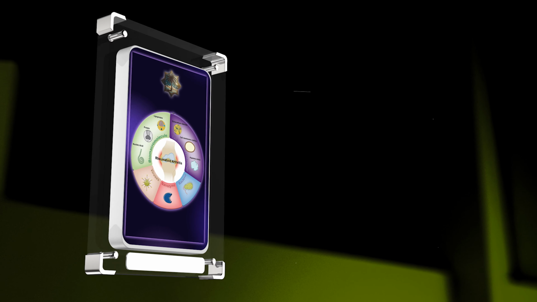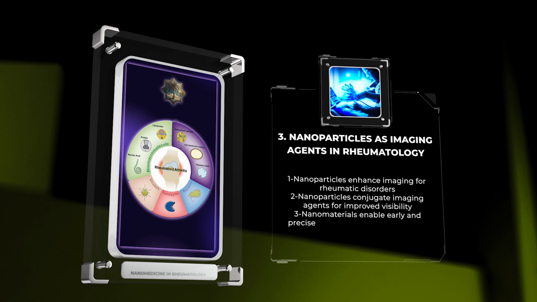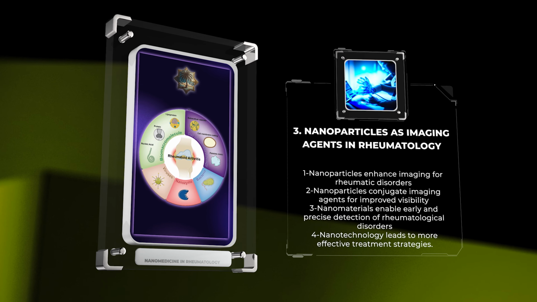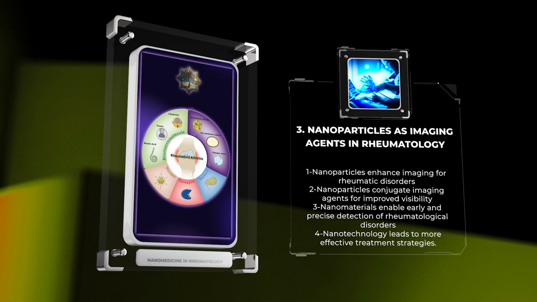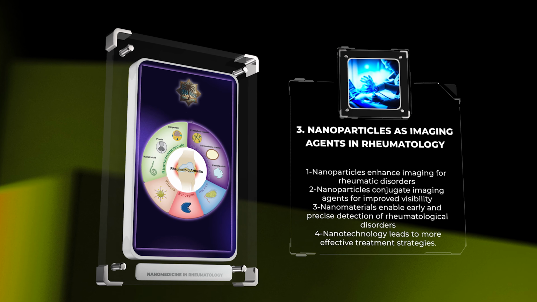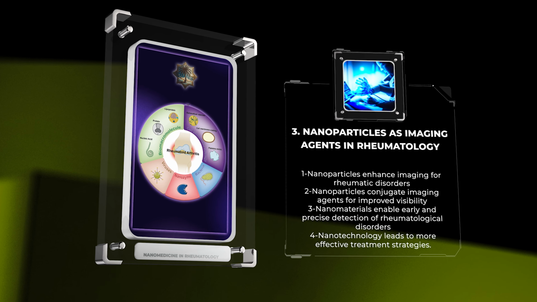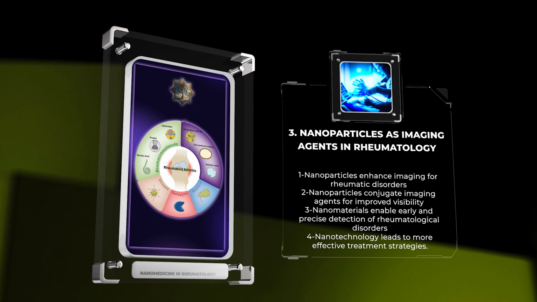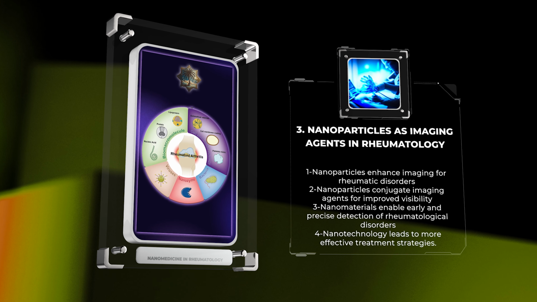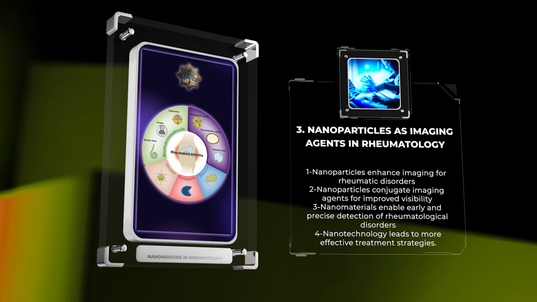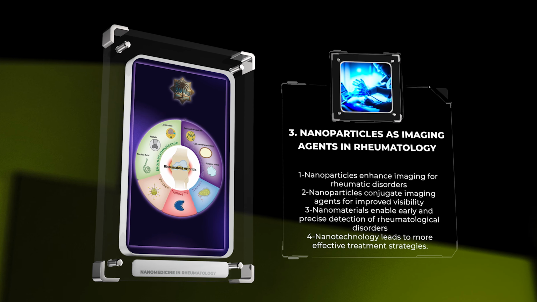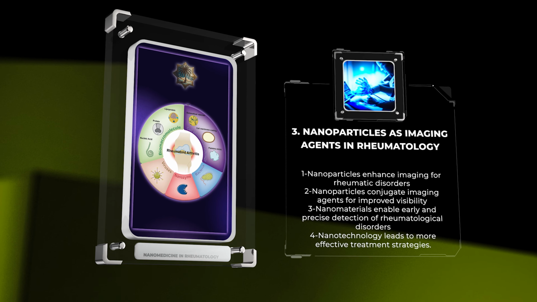Accurate imaging is crucial for the diagnosis and monitoring of rheumatic disorders. Traditional imaging modalities, such as X-rays and magnetic resonance imaging, MRI, provide valuable insights but often lack the desired sensitivity and specificity. Nanoparticles, due to their tunable properties, offer a novel approach in the field of rheumatology imaging. By conjugating imaging agents, such as fluorescent dyes or magnetic nanoparticles, to these nanomaterials, it is possible to enhance the visibility of inflamed joints and tissues. This enables early and precise detection of rheumatological disorders, leading to more effective treatment strategies.